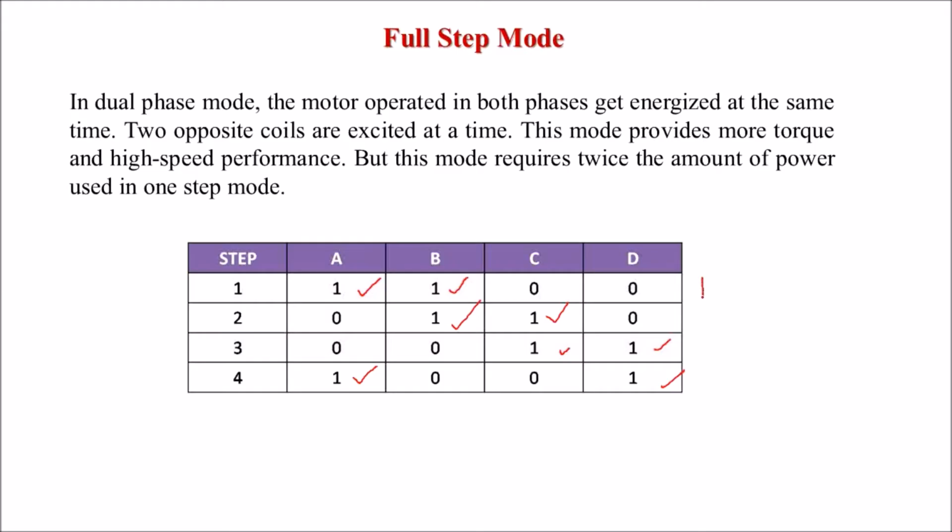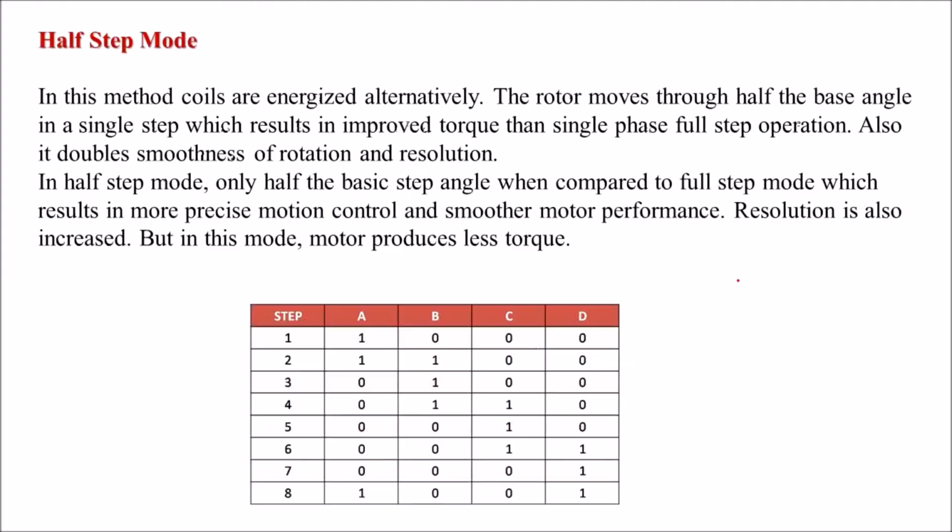If you give the sequence in this direction, then the motor will rotate in clockwise direction. If we reverse this sequence, that means if we provide the 4-step first and then go towards step 1, then the motor will rotate in anti-clockwise direction. So the direction of the sequence of steps decides the direction of motor rotation. So this is the clockwise sequence and this sequence is for anti-clockwise direction.